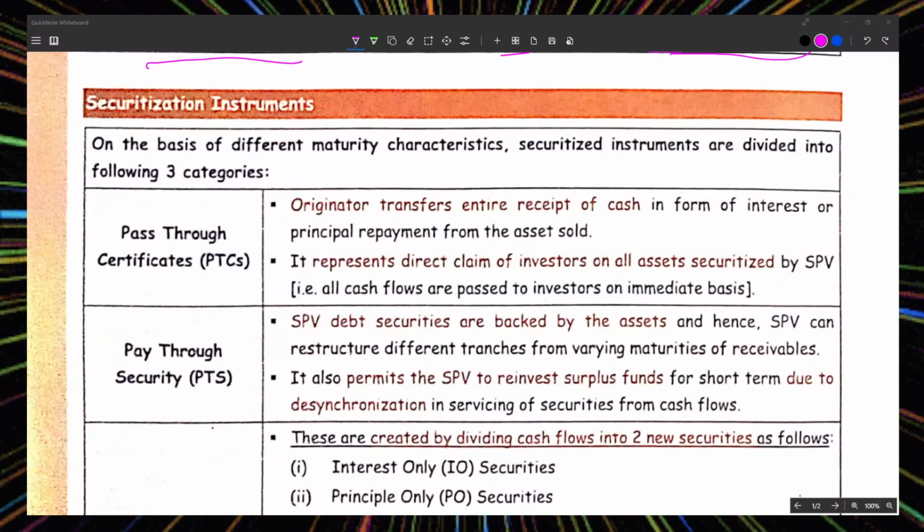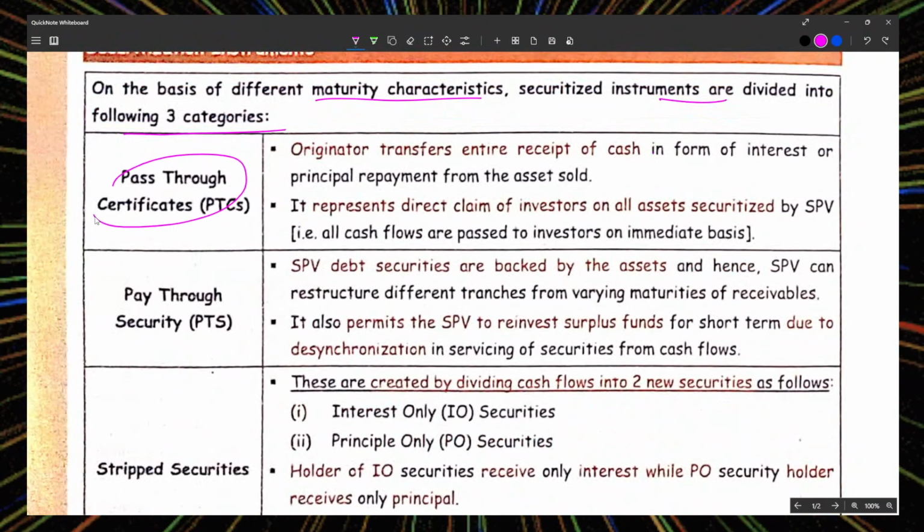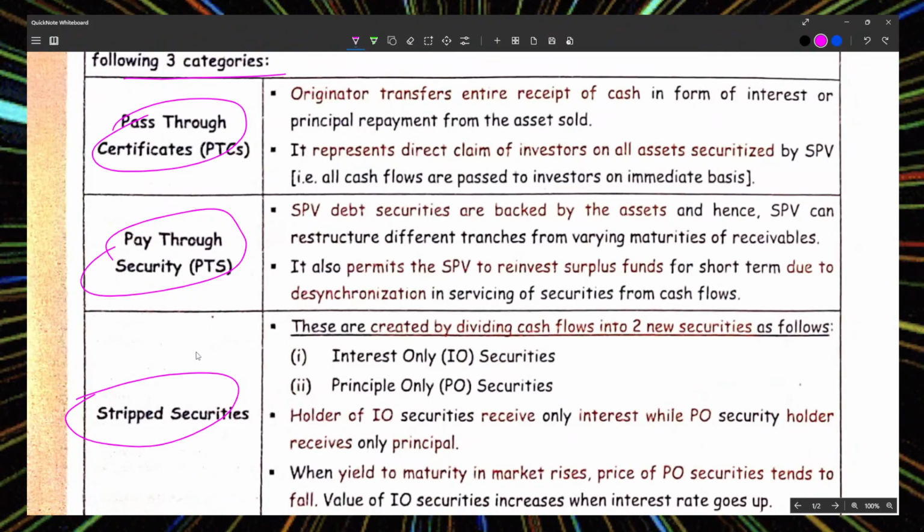Securitization instruments. What are securitization instruments? On the basis of different maturity characters, securitized instruments are divided into three categories: pass through certificates (PTC), pay through certificates (PTS), and stripped instruments, or stripped securities.